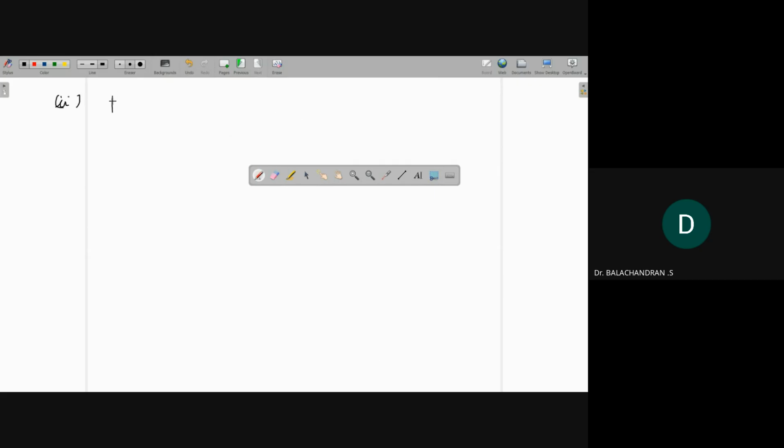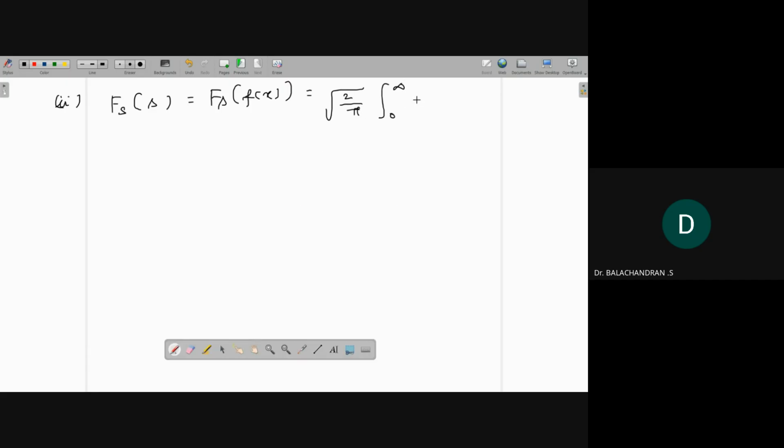So Fs of s, which is equal to Fs of f of x, which is equal to root 2 by pi integral 0 to infinity f of x into sin sx dx.